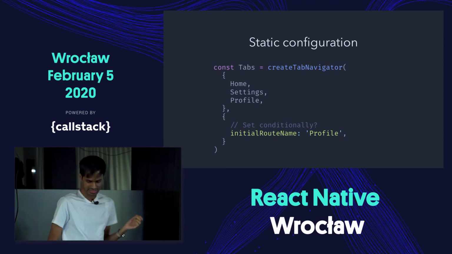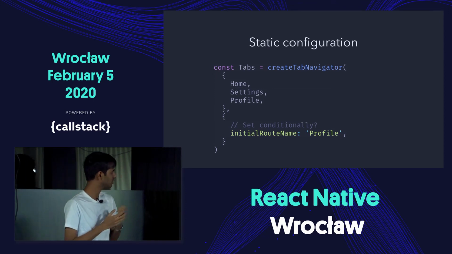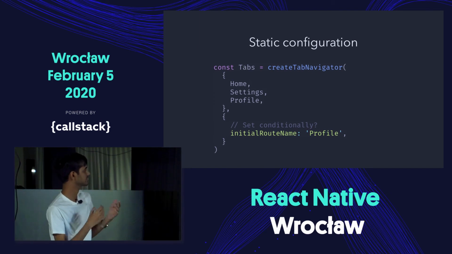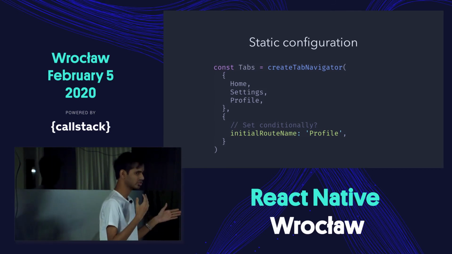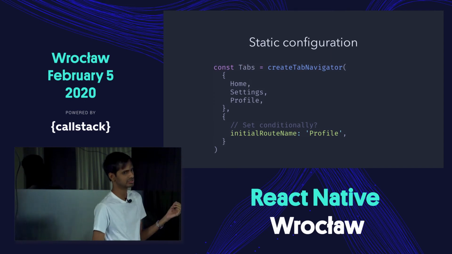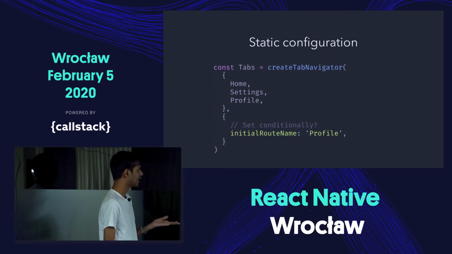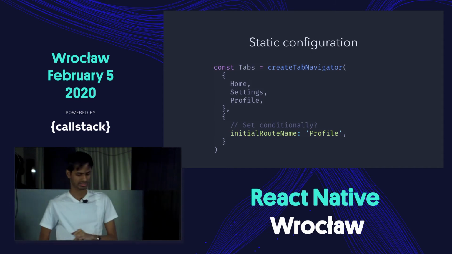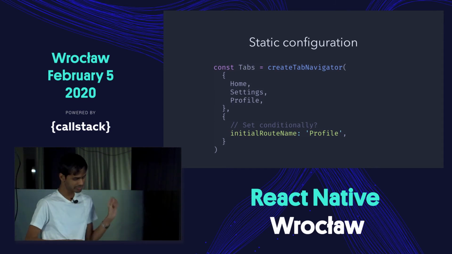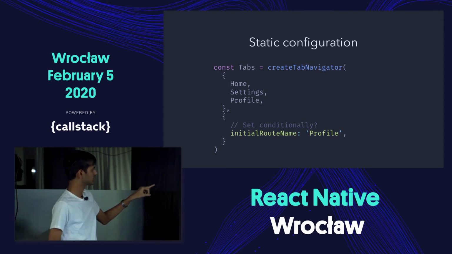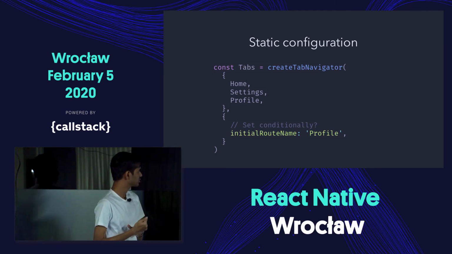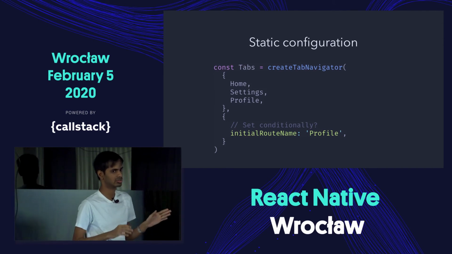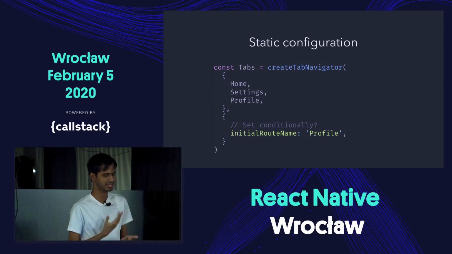In the current API, to define our navigators, we call methods like createTabNavigator, createStackNavigator, or createDrawerNavigator, and we pass it a list of screens. Then we pass any other configuration for the navigators, such as the initial route name or any styles or animations. The problem with this approach is that this code is defined outside of the render function, wherever the component runs. So you don't have access to props, state, or context. So you cannot change anything dynamically here.